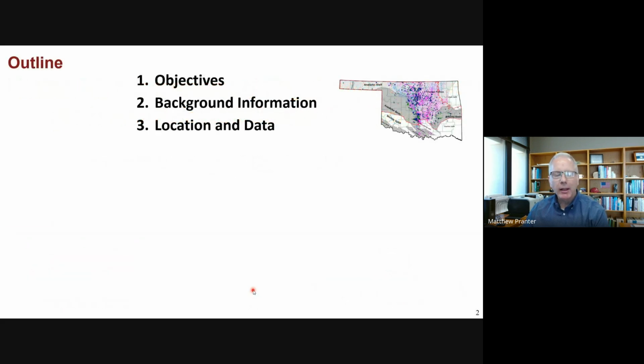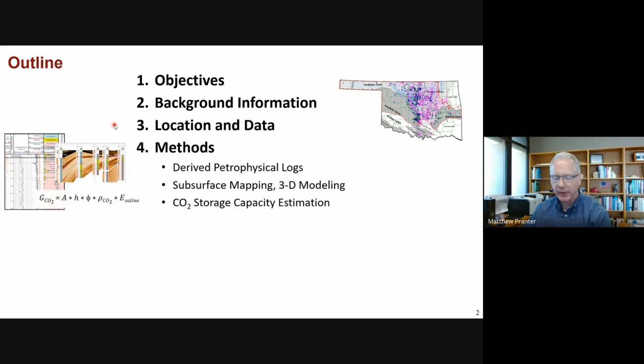So, start with an outline. I'll go through the objectives of what we're doing, what we've done through this research, and what we'll continue to do with some of the other formations. A little bit of background information for those that may not be as knowledgeable about some of the terms that people use with CO2, talk about the location and all the data that we've used, and then get into some of the methods.